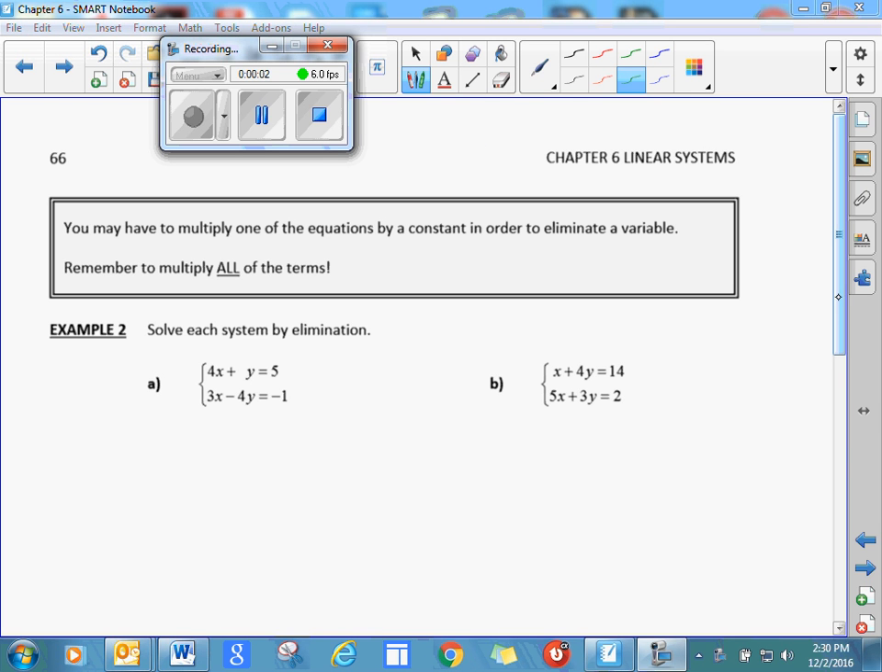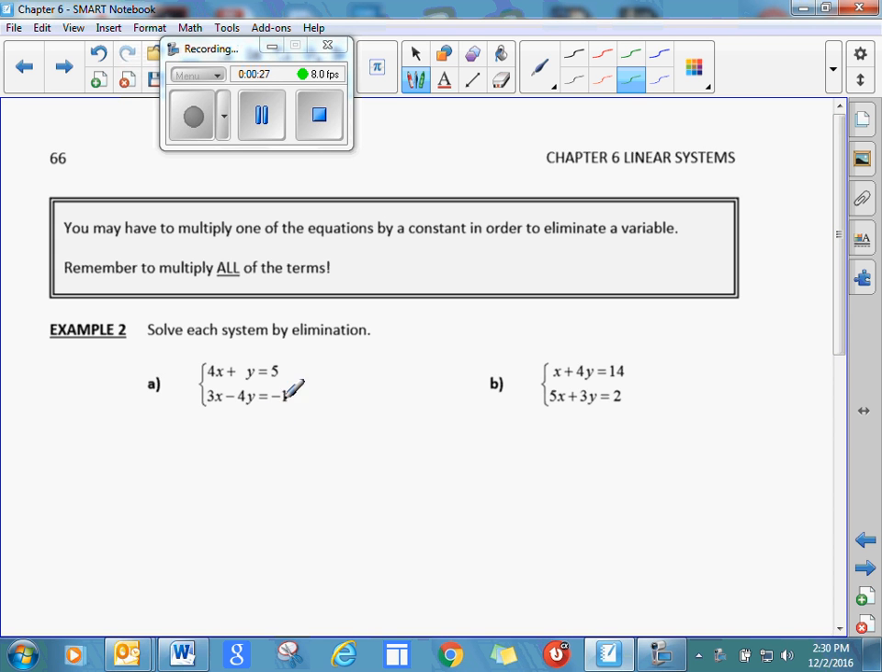So here we are on page 66. We're continuing on by solving by elimination. We had some easy examples on page 65 where all we had to do was add the two equations as they were given together and one of the variables canceled nicely. Well, oftentimes they don't cancel nicely when you just add the two of them together.